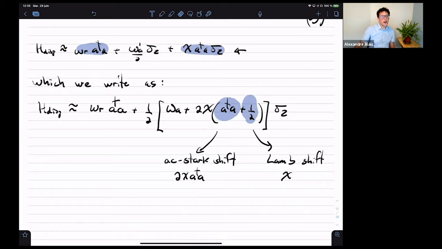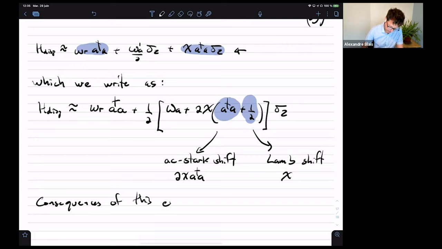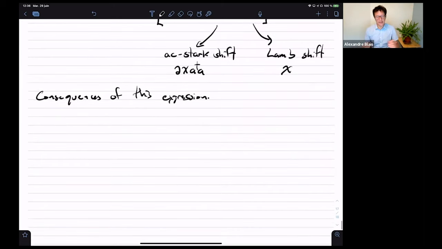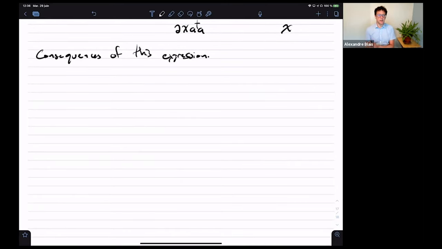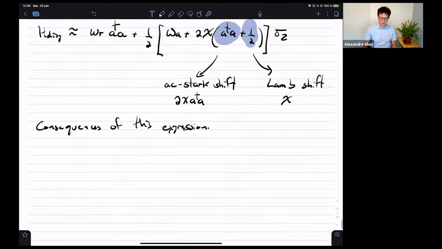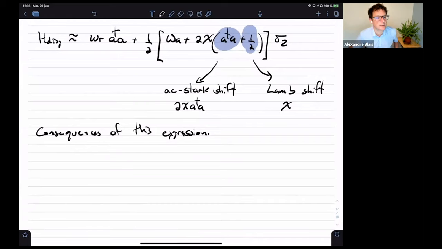Now what we want to look at in the next 10 minutes, plus a little bit tomorrow, is the consequences of that expression. There are many. These are all simple expressions, but there's a lot of physics to expect. To do that, I will first go to a simpler situation, and we'll analyze that. I'll just remove the cavity, in fact. Then we will be in good shape to go back to the full glory of this Hamiltonian with the coupling too.